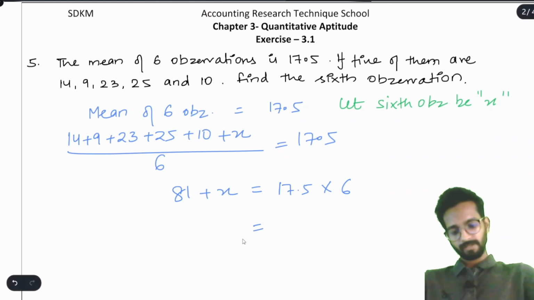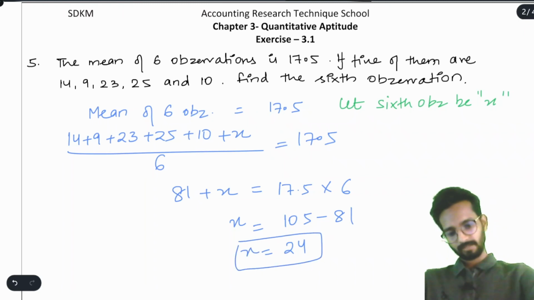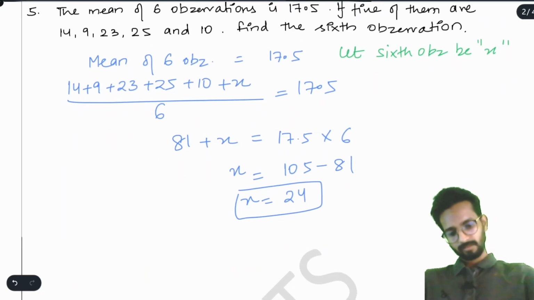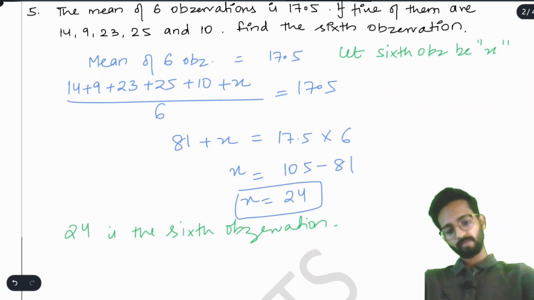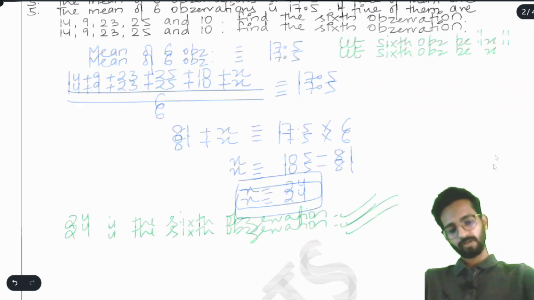Simple. So you can write here x is equal to 105 minus 81. That is nothing but 24. So you can say that 24 is the sixth observation. Simple. Remember, you have to mention this line, okay? This is very important. You just cannot find the value for x, you have to write it.